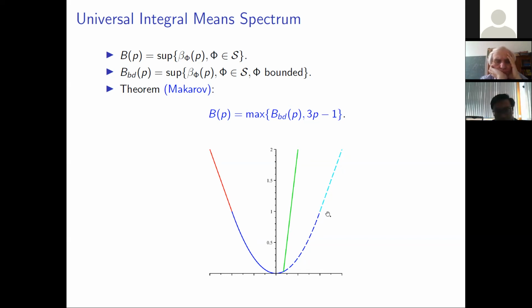So this graph is the graph of B bounded. In fact, it is proved that for p greater than or equal to some value, this is a linear part, so B bounded of p equals p minus one in this part. It is proved that for p negative enough, it is the absolute value of p minus one.